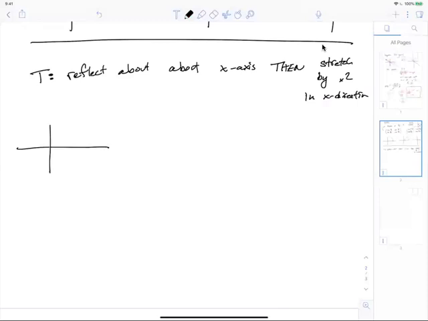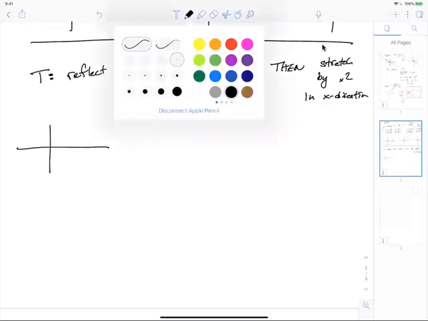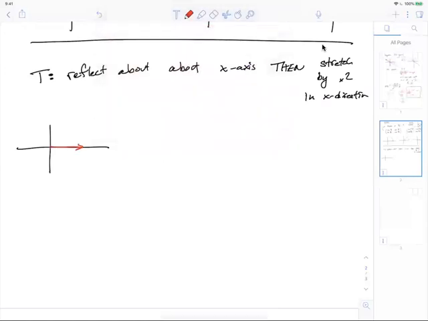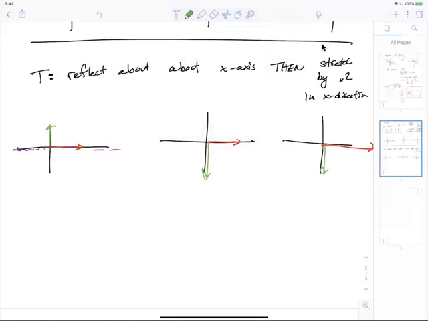T is going to reflect about the x-axis. So the very first thing that's going to happen is, keep in mind the x-axis is this line. So the first standard vector doesn't do anything. And then we're going to stretch by 2 in the x direction. So we're going to stretch that vector by 2. But the second standard vector does do something. It's going to reflect about this thing. So it's going to reflect downwards, but it's not stretched. So you end up with this picture. So if you started with this unit circle right here, you would end up with kind of an ellipse.